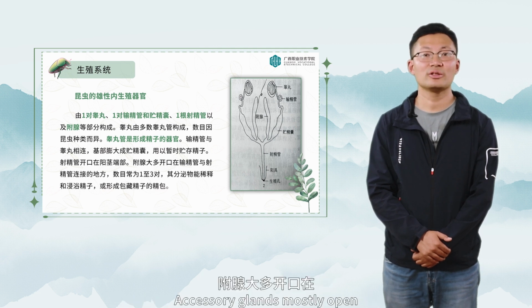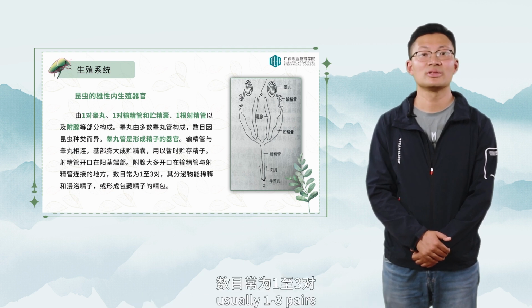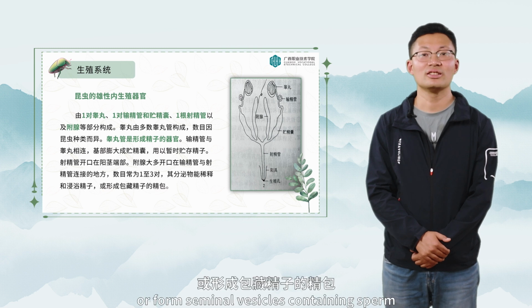Accessory glands mostly open at the joint of the vas deferens and ejaculatory duct, usually 1 to 3 pairs. Their secretions can dilute and bathe sperm, or form spermatophores containing sperm.